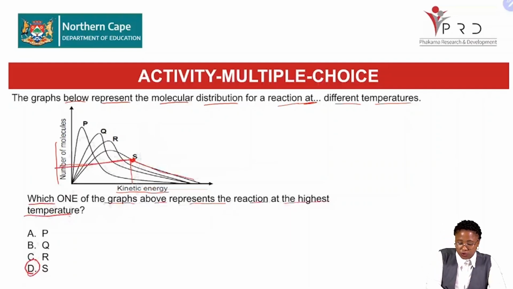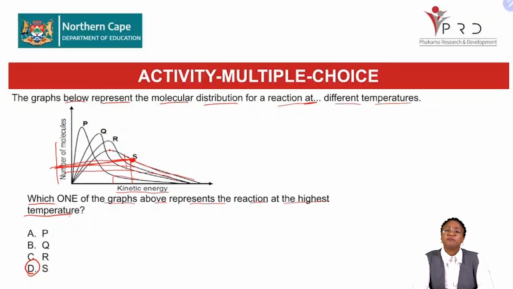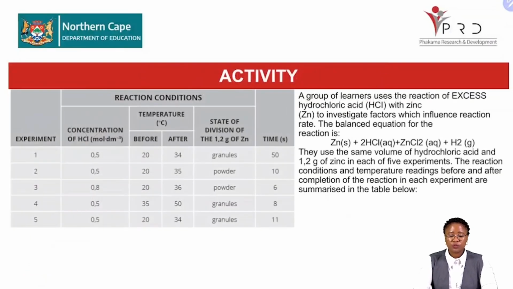So as the graphs are crossing over there, the one with the highest number of particles is S, because it has the lowest peak. S represents the one that has the most number of particles that have enough energy to do what? To react. And as you increase the temperature, more particles will have enough energy to do what? To react. And that energy will be higher than or equal to the activation energy. All right, I hope you still remember that.